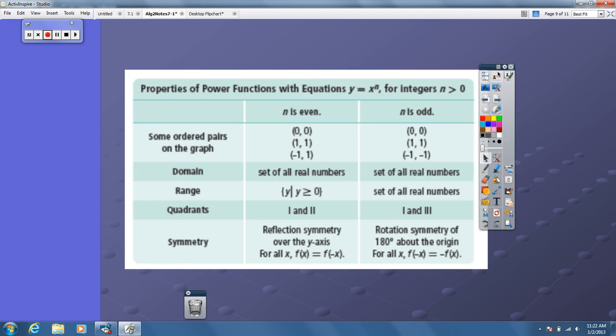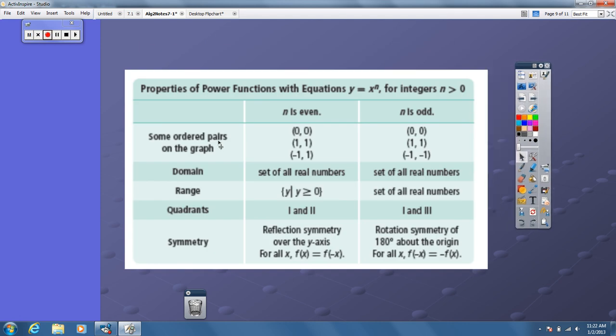And here is a nice little chart that explains them. Some ordered pairs are always going to be there. If the power is even, (0, 0), (1, 1), and (-1, 1) are going to be there. Why? Because this is a form of direct variation, y equals k x to the n. And if you remember, (1, 1) will always be there if k is 1, because the point (1, k) will be there. So that's why (1, 1) is there, no matter if it's odd or even.